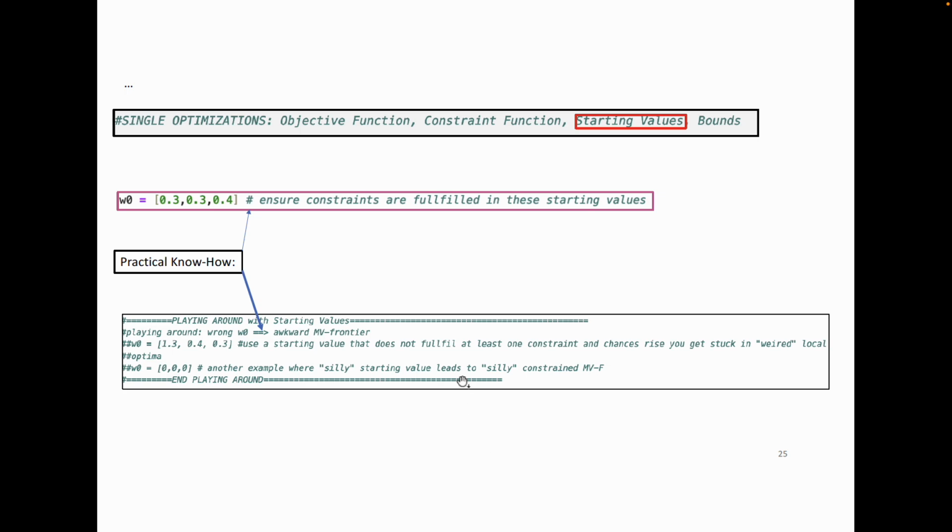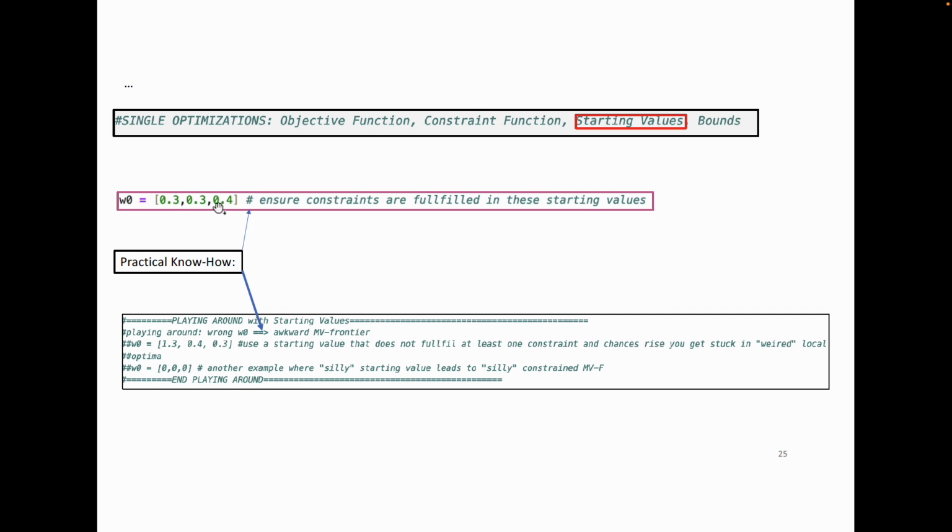We had been computing the minimum variance frontier using constraints. So we just keep going. We need starting values for W. Also notation W0. It's kind of indicative that that's a starting value vector.